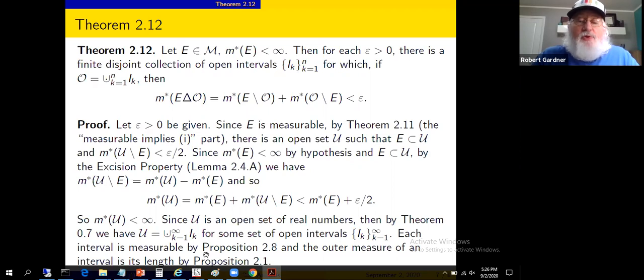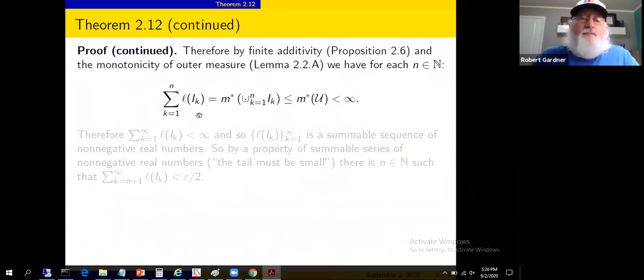Each interval is measurable. We showed all intervals are measurable. Outer measure of an interval is its length. U is measurable. The I sub k's are measurable. So what we're going to do is take the outer measure of U, and an outer measure of this set over here. We know that the outer measure of the union is less than or equal to the outer measure.